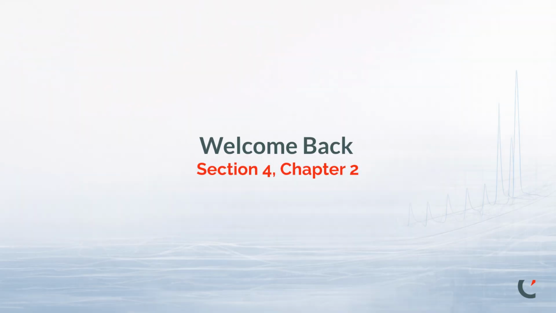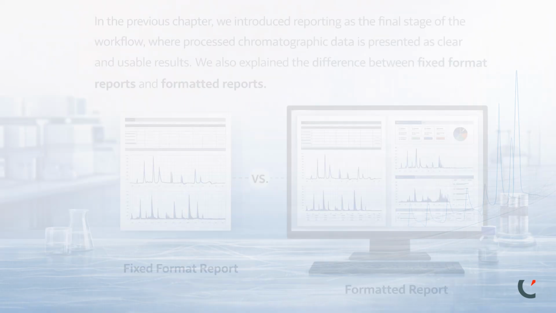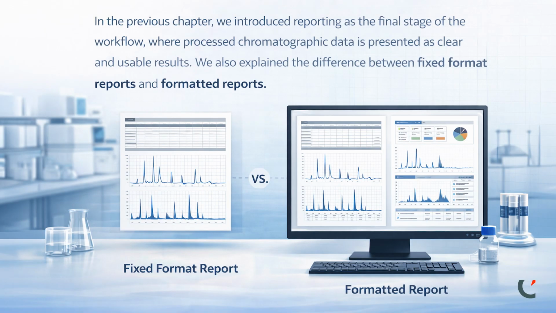In this video, we continue Section 4, focusing on reporting and deliverables, and we begin working with formatted reports. In the previous chapter, we introduced reporting as the final stage of the workflow, where processed chromatographic data is presented as clear and usable results. We also explained the difference between fixed format reports and formatted reports.